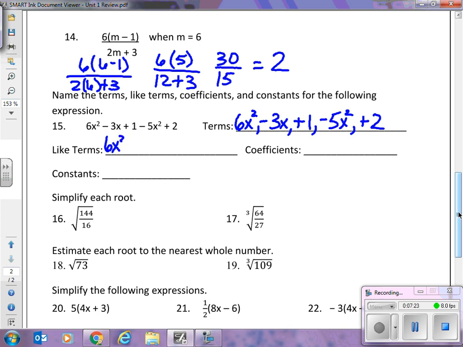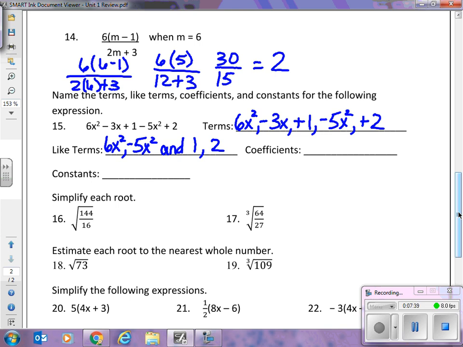6x squared is like negative 5x squared because they both have x squared. So that's one family. And don't keep using commas, actually separate the 2. And there's another set of like terms, and that's the 1 and the 2, because they are just regular numbers, right? That's why they're like each other.